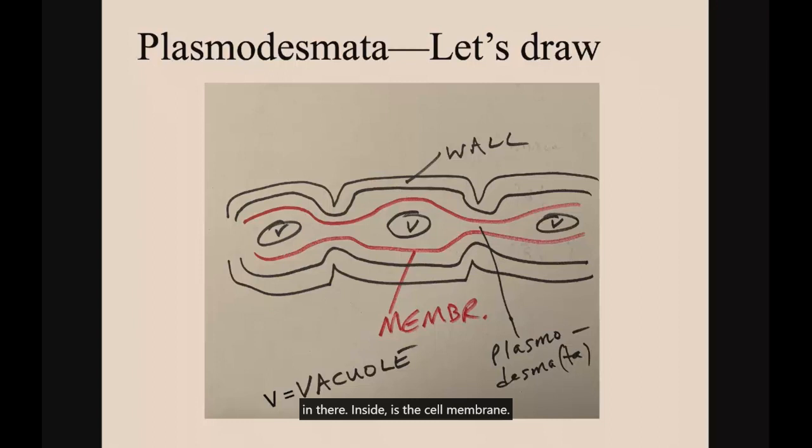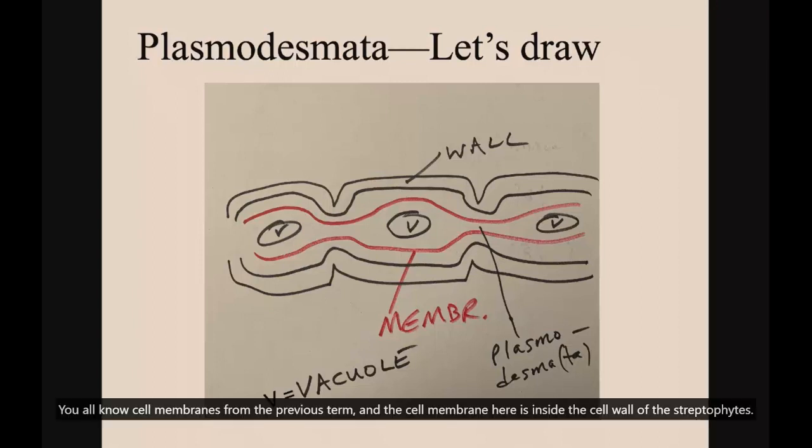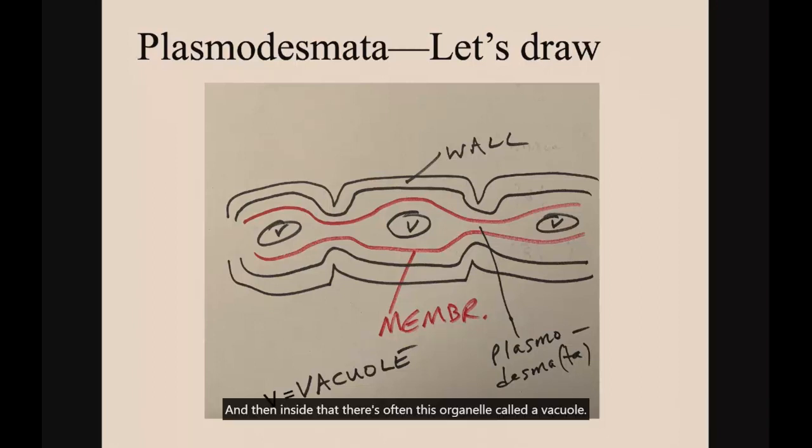Inside is the cell membrane. You all know cell membranes from the previous term. And this cell membrane here is inside the cell wall of these streptophytes. And then inside that, there's often this organelle called a vacuole, so I put a V there. And it's just for holding various kinds of stuff.